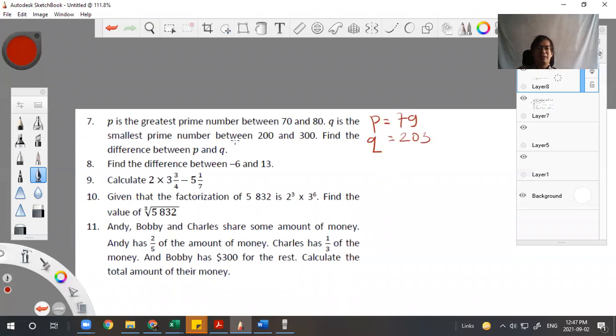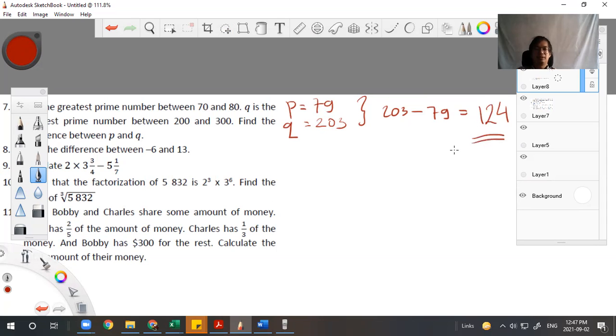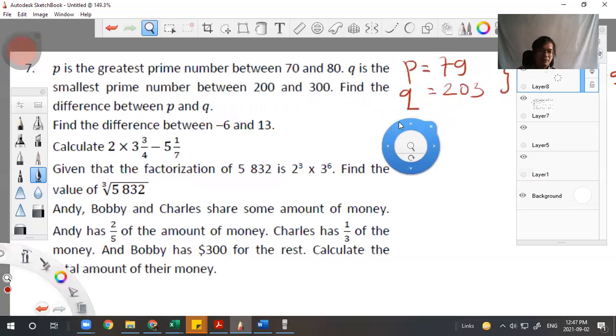So find the difference between P and Q. Oh, very simple. For number 7, you just subtract P, subtract Q, or Q subtract P, the bigger minus smaller, because of the difference. 203 minus 79, right? This is on the first unit of your chapter. Now, what is the answer? $124. Yeah.